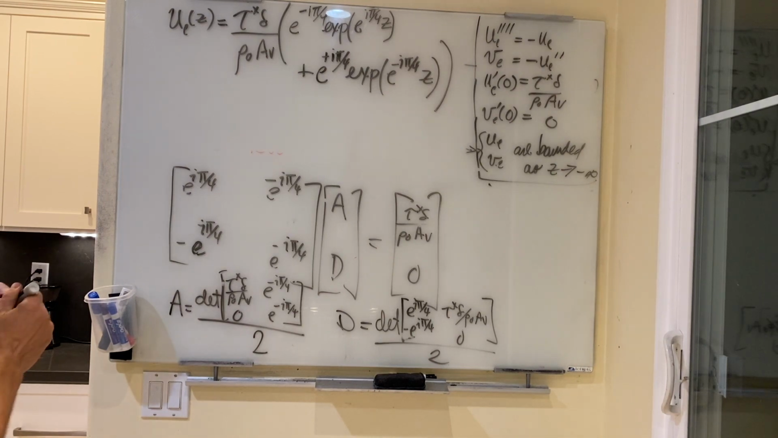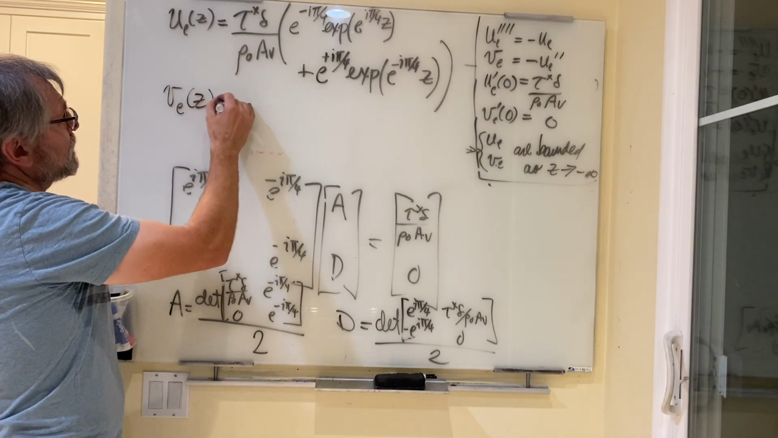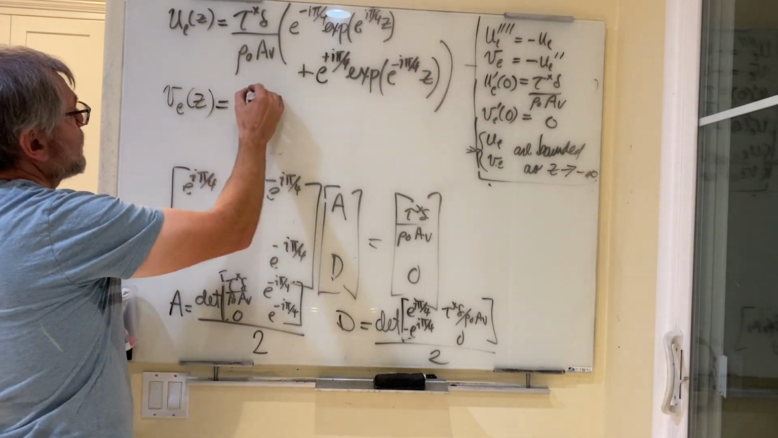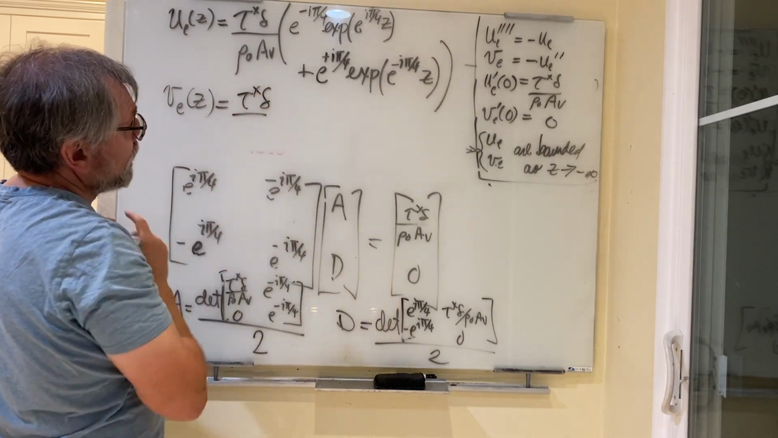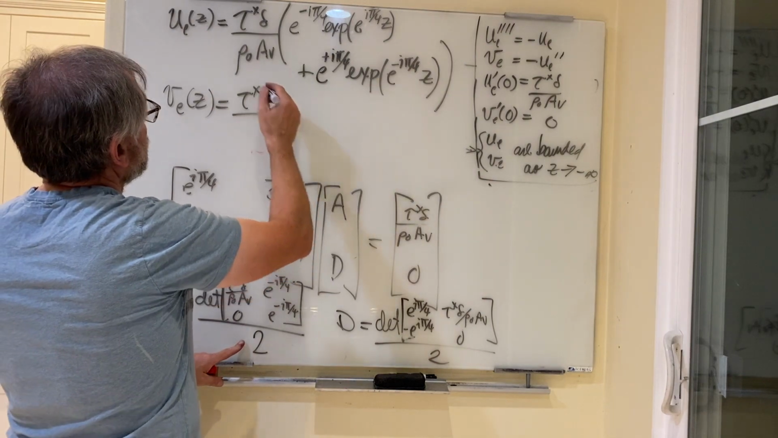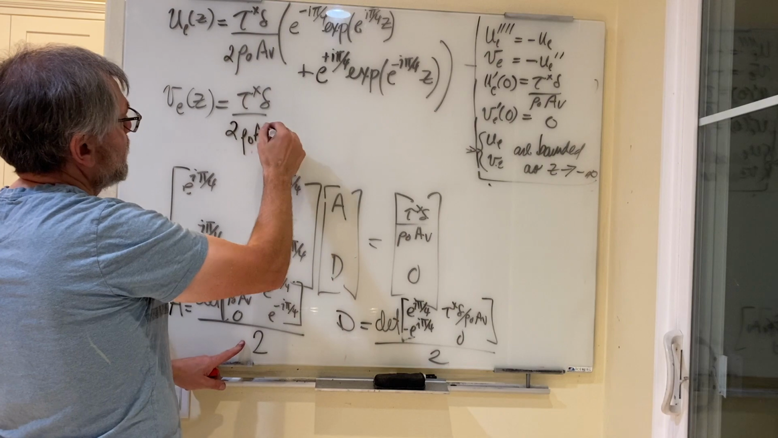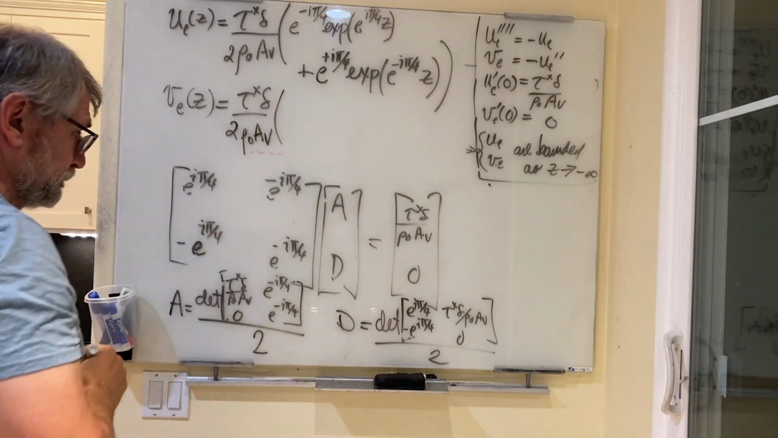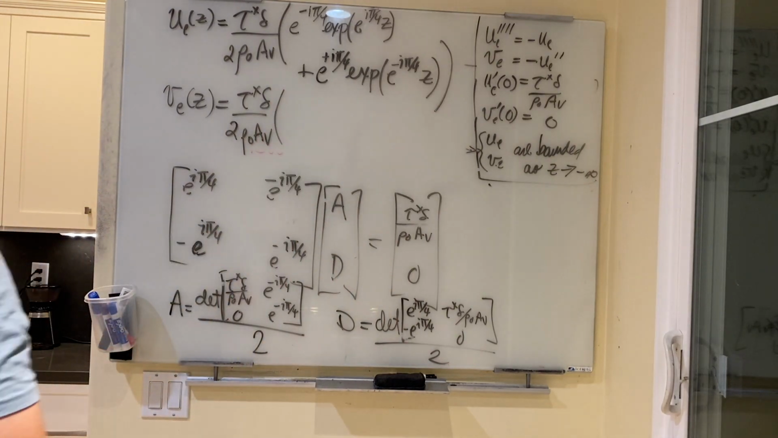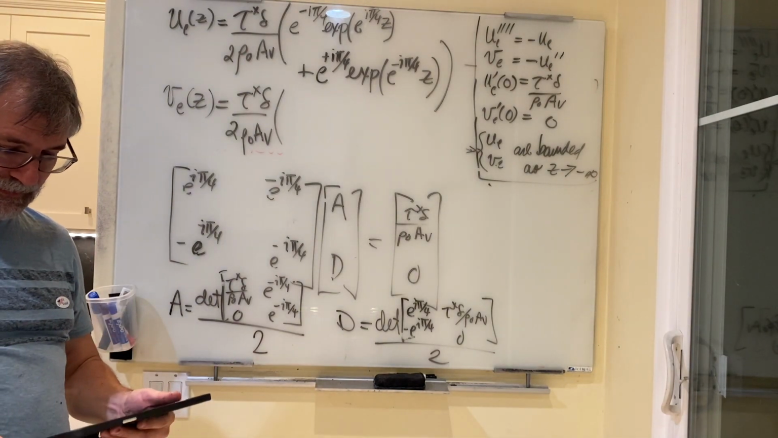And then for v_e of z is equal to tau x over delta. Oh, I forgot the factor of 2. I can't forget the factor of 2. So this whole thing has a factor of 2 out here, 2 rho naught AV. And then I have, what was the solution again? I've already erased it. Let me get my notes, so I can just write it out. You can go back and look at the video.